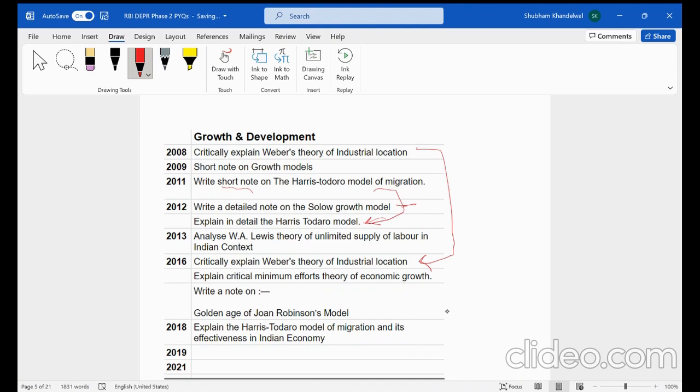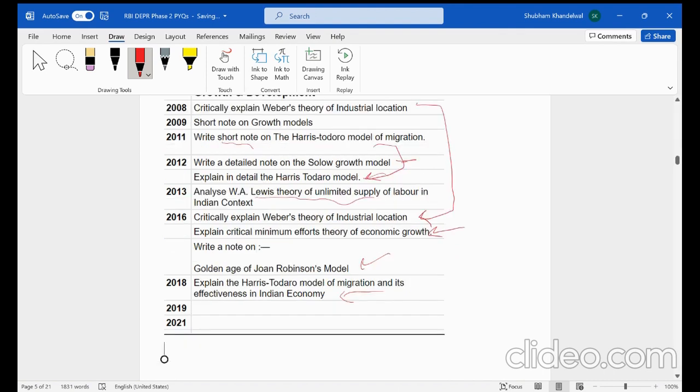Then in 2013, they asked the Lewis model of unlimited supply of labor, and specifically with respect to the Indian context. Then in 2016, again, we have already seen the Weber's theory of industrial location, and the critical minimum effort theory. They asked this question in 2016, and then the golden age of Joan Robinson's model. Then again in 2018, once again, Harris-Todaro. So three times they have asked Harris-Todaro, and no one can stop them from asking this model for the fourth time.